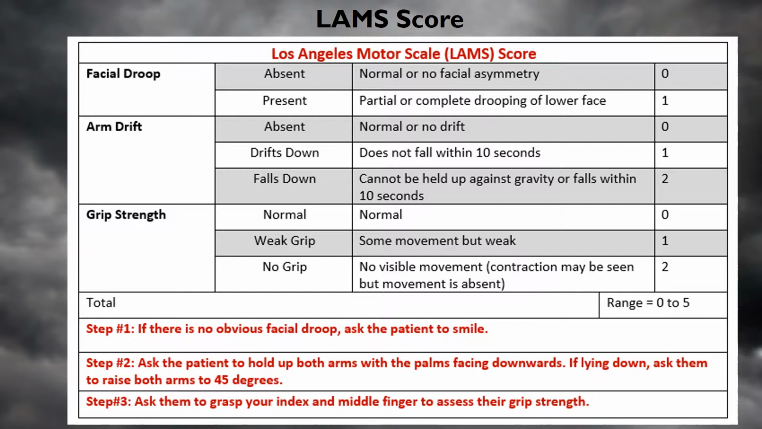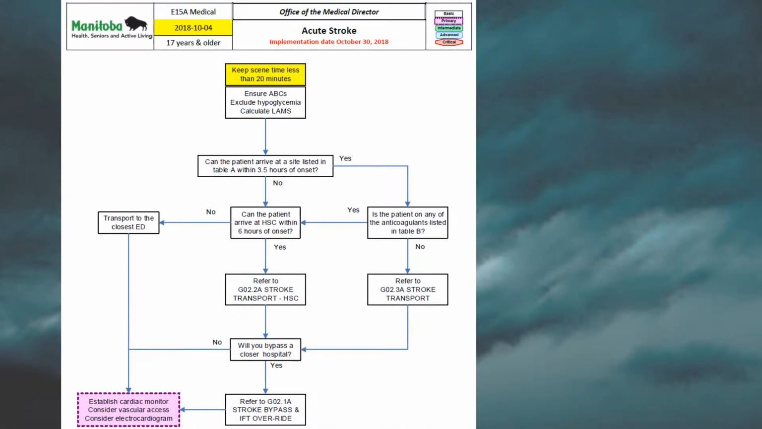However, if we're assessing for facial droop and it is there and it's partial or complete drooping of the lower face, that score is a 1. That in itself is positive for stroke. And you just keep going through the rest of this as well. Again, the higher the score, the worse the patient is. But I just want to remind you that even a score of 1 is positive for stroke. Keep going through this document.